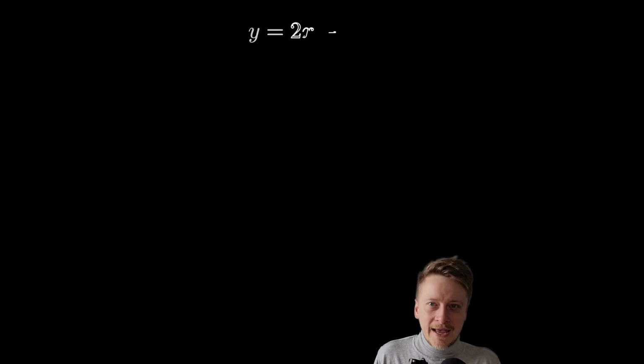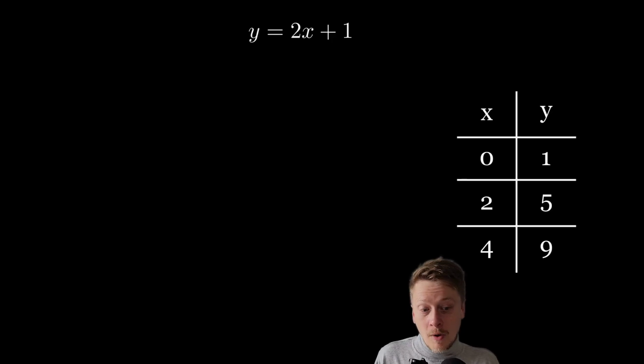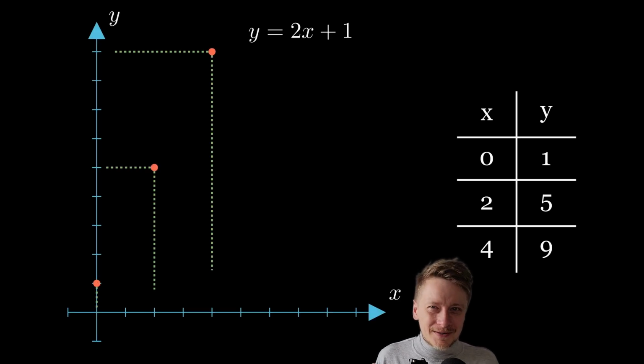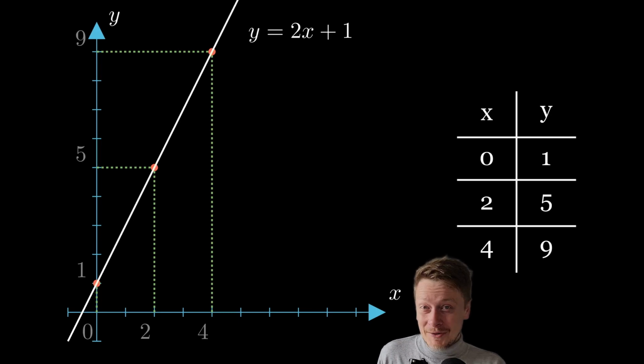What's going to happen if I choose something other than 0 at the end? 2 times x plus 1. For 0, I get 1. For 2, I get 5. And for 4, I get 9. You can see that it's the same line as before, just moved a little bit up. I can actually draw them next to each other.